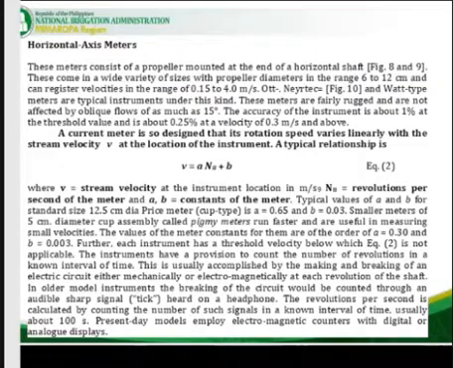The instrument has a provision to count the number of revolutions in a known interval of time. This is usually accomplished by the making and breaking of an electric circuit, either manually, mechanically or electromagnetically, at each revolution of the shaft. In older model instruments, the breaking of the circuit would be counted through an audible sharp signal or tick heard on a headphone. The revolutions per second is calculated by counting the number of such signals in a known interval of time, usually about 100 seconds. Present-day models employ electromagnetic counters with digital or analog displays.